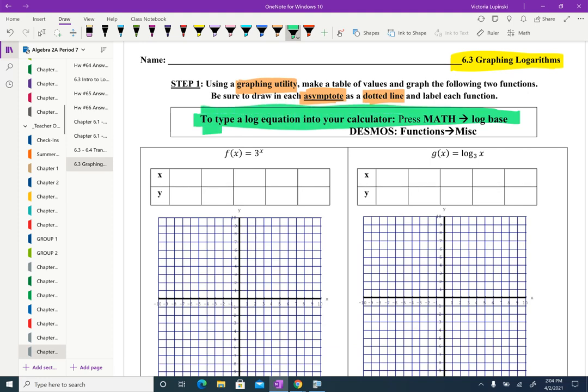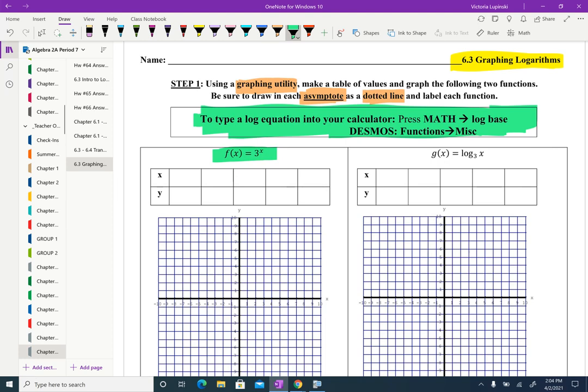These rules in the middle here about how to put a log into a calculator, we're not going to need those for a couple of minutes, so we'll come back to them, but let me just highlight it for when I need it, and so that you know where it's located in the future. But we're going to start with the easy one on the left, and the easy one on the left here is the exponential function 3 to the x.